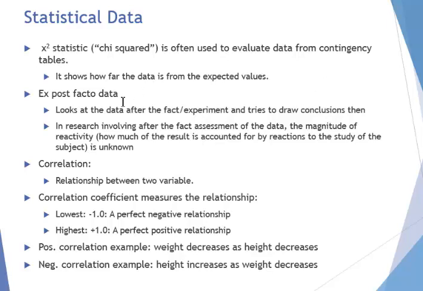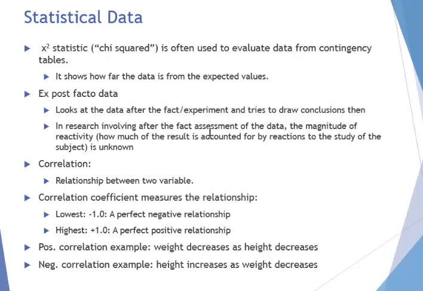Ex post facto data means looking at the data after the fact and trying to draw conclusions. This is very often done when you're talking about observations of naturalistic experiments, because you don't really know what you're looking for until it happens, and then afterwards you try to draw conclusions from it, which is obviously a perfectly fine way to draw data, but it may not be a good way to experiment in the first place, because you don't know that you're going to get the data that you need.